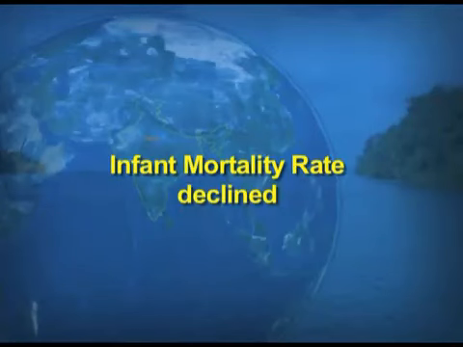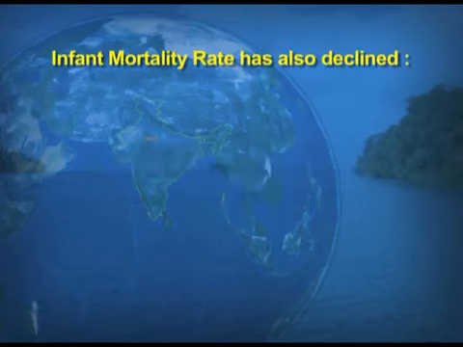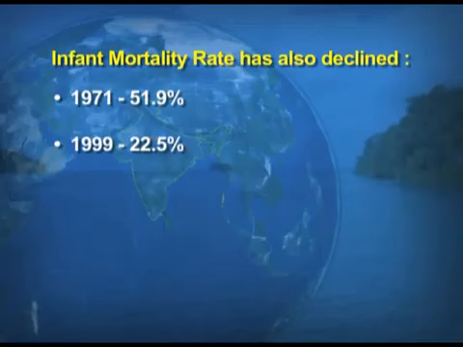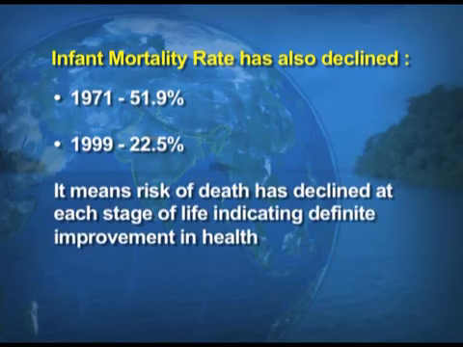Infant mortality rate has also declined for the past many years. If you look at the statistics, in 1971, this infant mortality rate was 51.9%. That was quite a high percentage, which has reduced to 22.5% in the year 1999. It means the risk of death has declined at each stage of life, indicating a definite improvement in health.